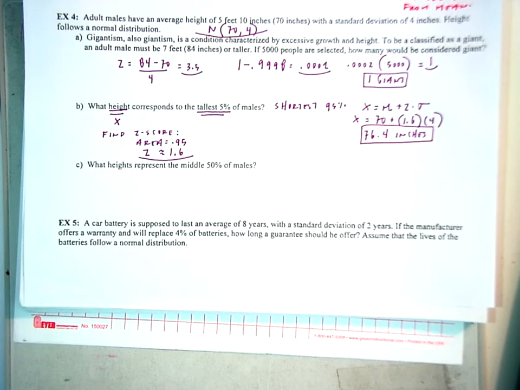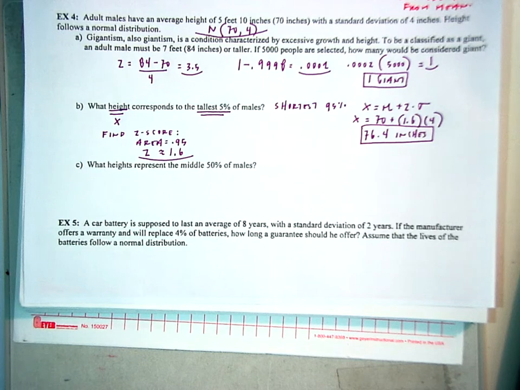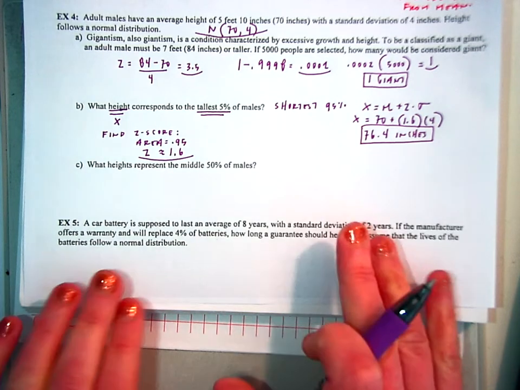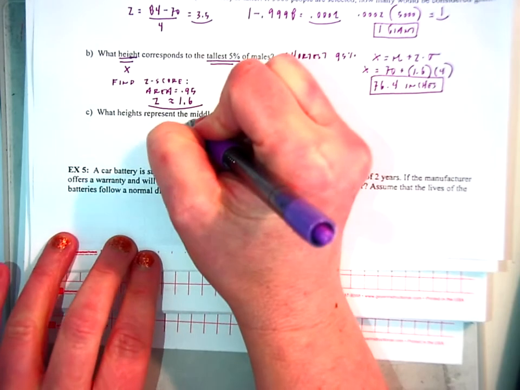Okay, so 76.4 inches, anyone who is above that marker would fall in the tallest 5% of males, and anyone that is below that would be in the shortest 95% of males. All right, what height represents the middle 50% of males? Okay, middle 50% of males.